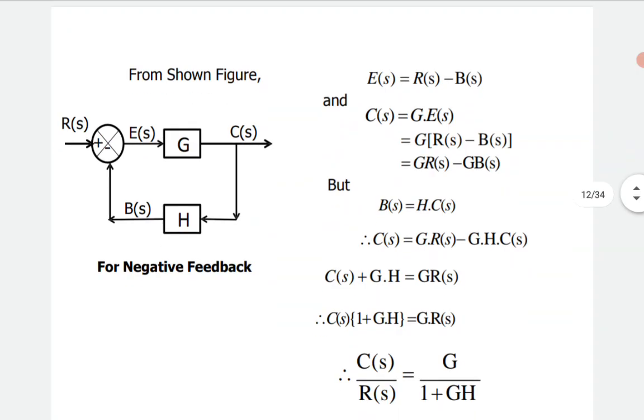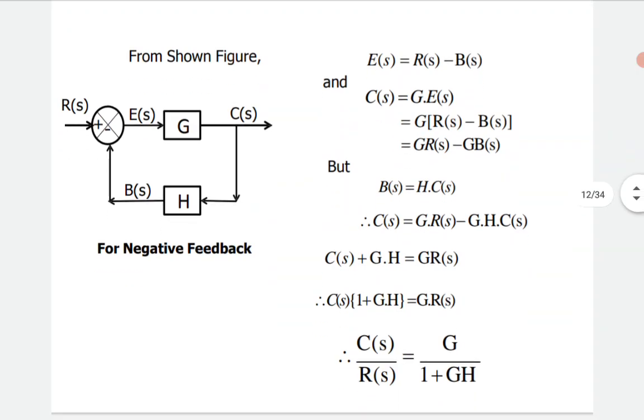Negative feedback I already mentioned. This derivation is already shown to you. E of S is the error function, that is R of S minus B of S, the difference. Just now I derived it, and again I am repeating the same thing. B of S can be rewritten as H into C of S. C of S is G into E of S, that is G into R of S minus G into H of C of S.